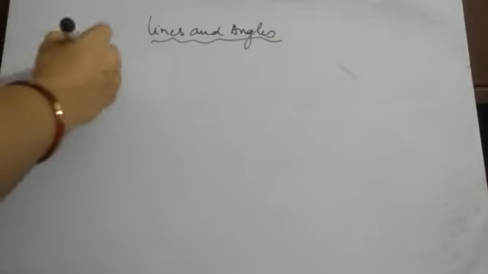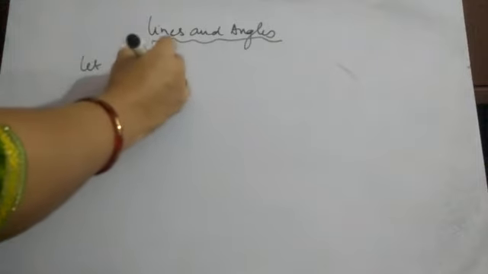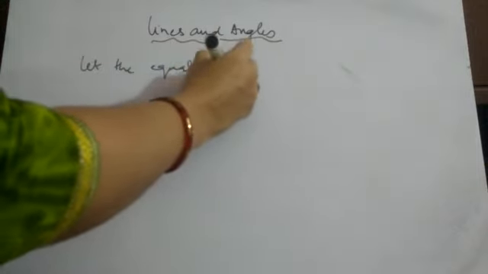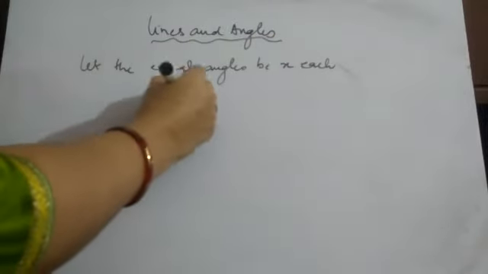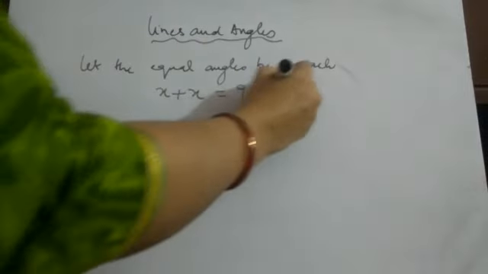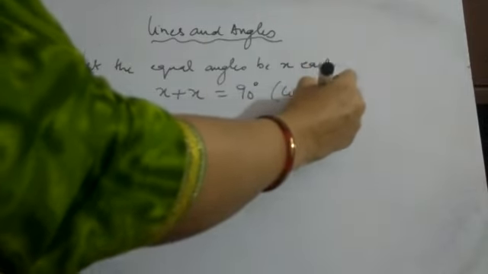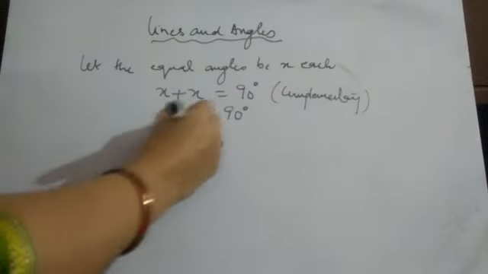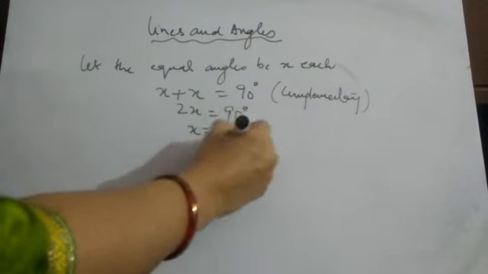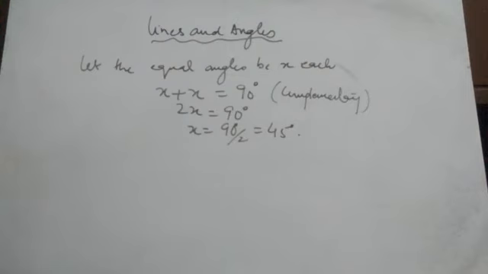Now some related problems on complementary and supplementary angles. Find the angle which is equal to its complement. Let the equal angles be x each. So x plus x, they are complementary, so their sum will be 90 degrees. So 2x is equal to 90 degrees. x is equal to 90 upon 2, that is 45 degrees. Similarly you can do it for supplementary angles also.